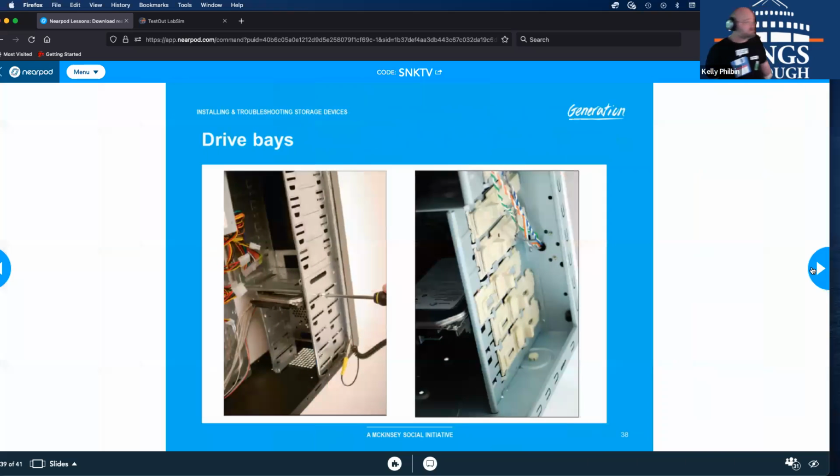Pretty straightforward. Drive bays will look like this inside your towers. Here's one that uses the clipping system right here. And then on this one, old school, uses screws. Pretty straightforward.